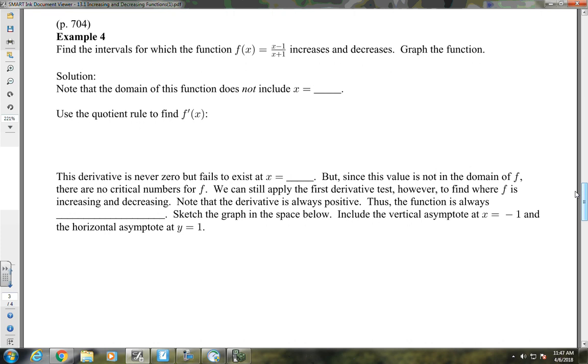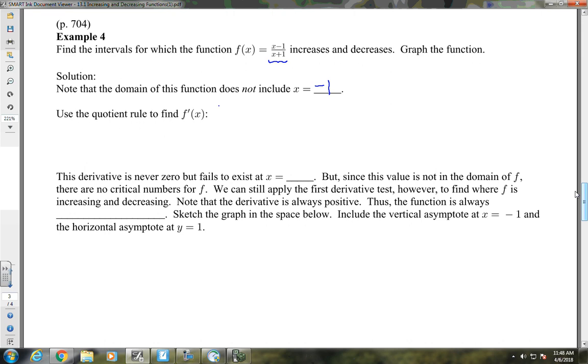Now let's start with the domain. The domain of this function will exclude values which make a 0 in the denominator. If x is -1, then the denominator is 0. So the domain does not include that value -1. Okay, so keep that in mind. -1 is not going to be part of the domain of this function.